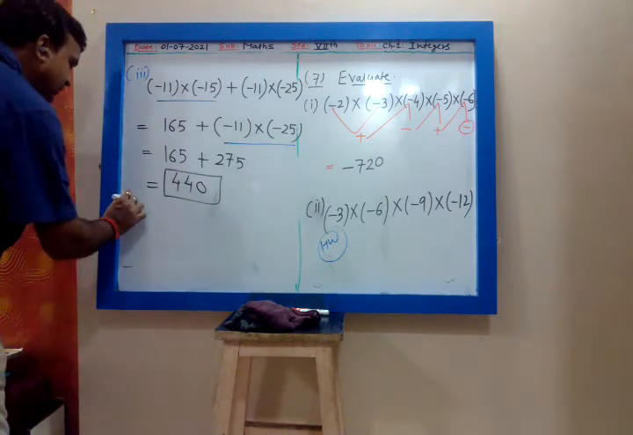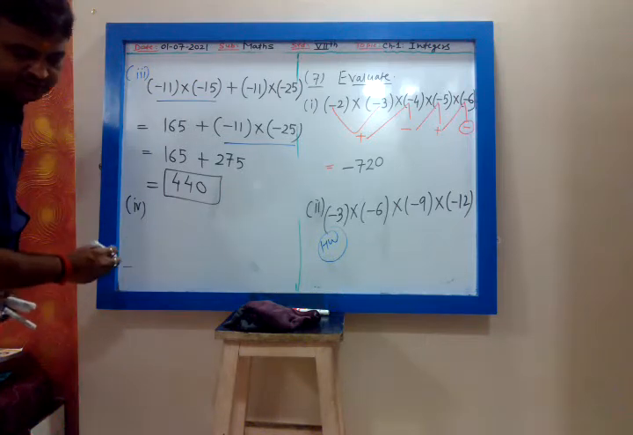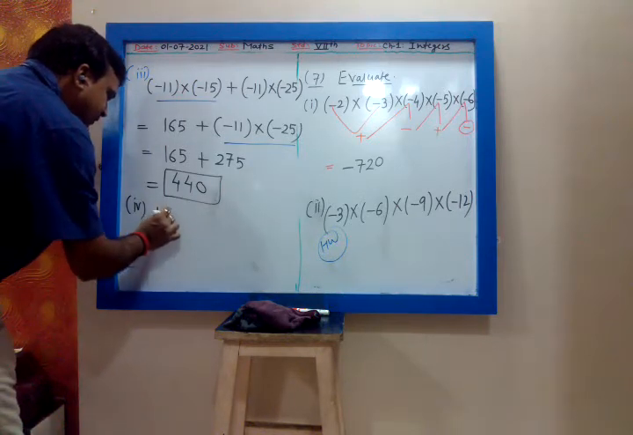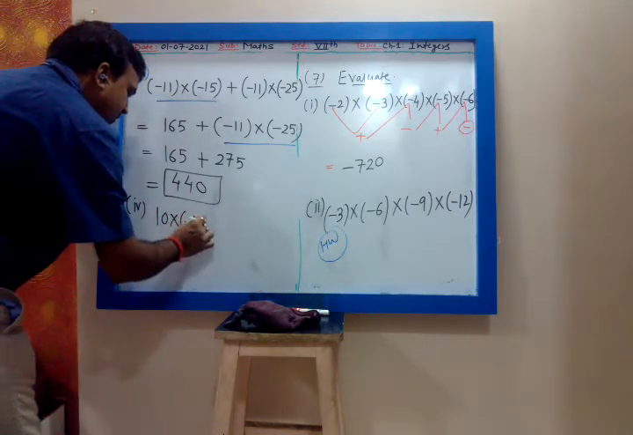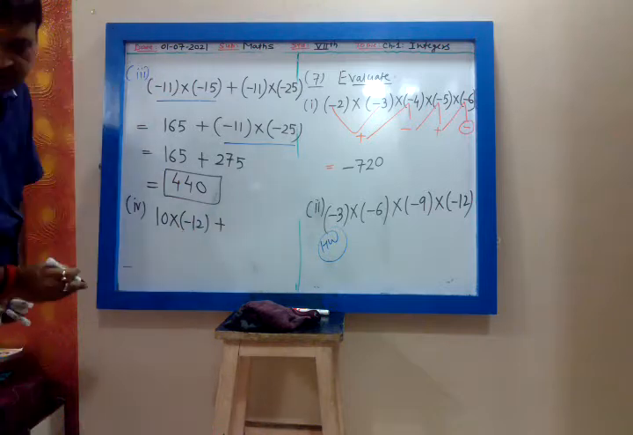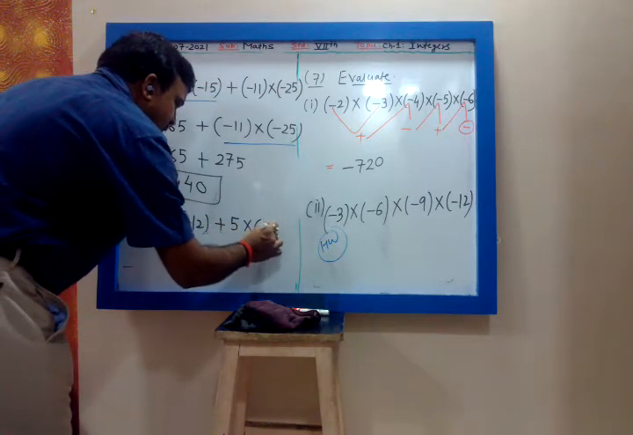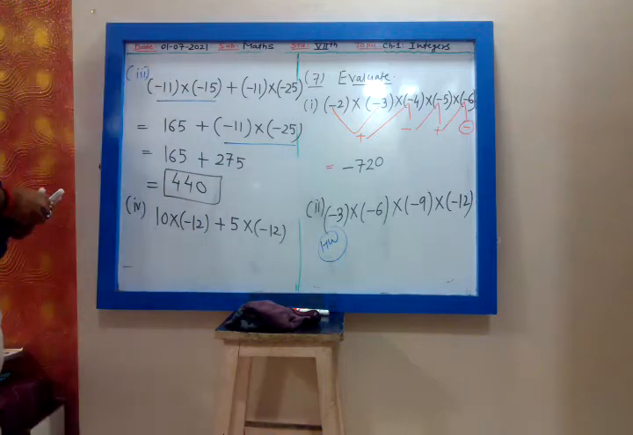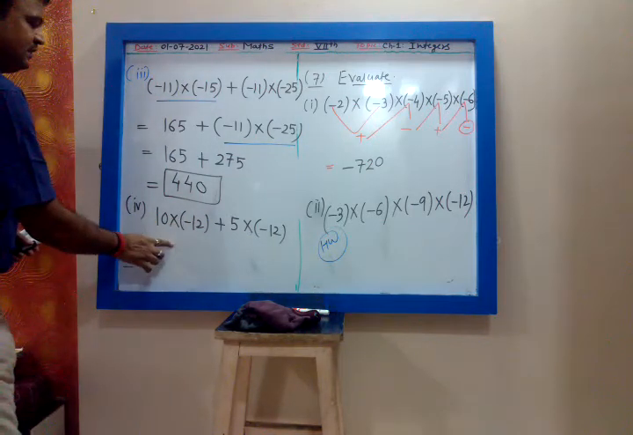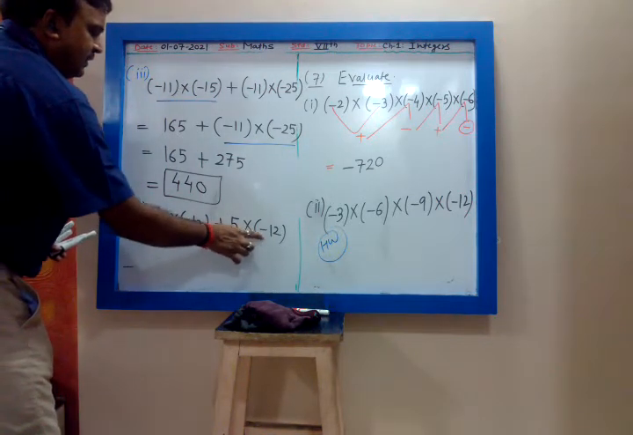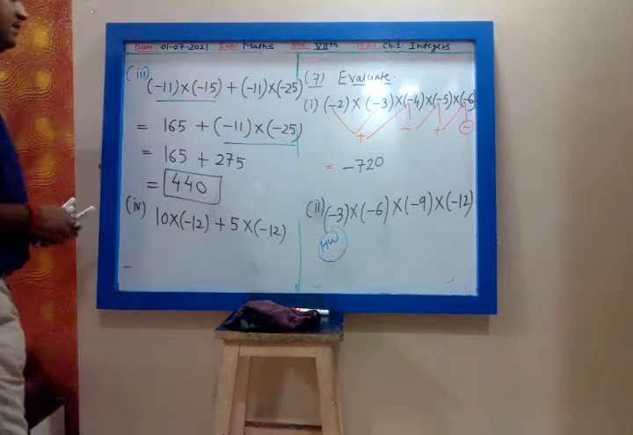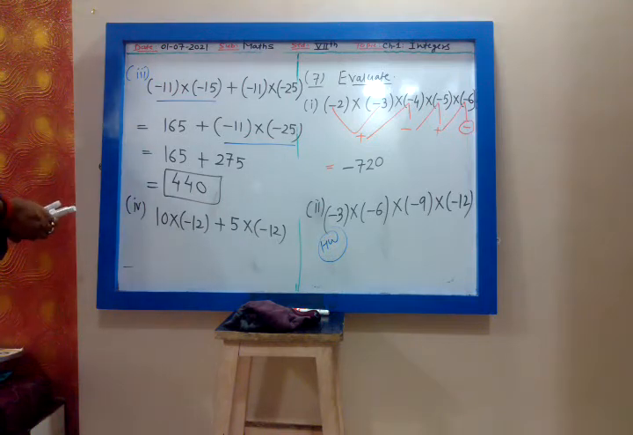Then fourth one: 10 into minus 12 plus 5 into minus 12. This I am giving as homework. Plus into minus, then plus into minus. So minus; you add the numbers and take the common sign.